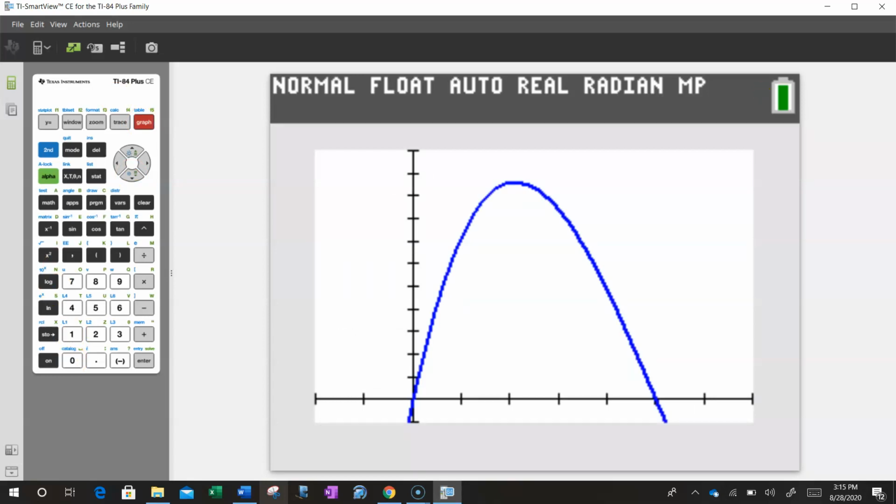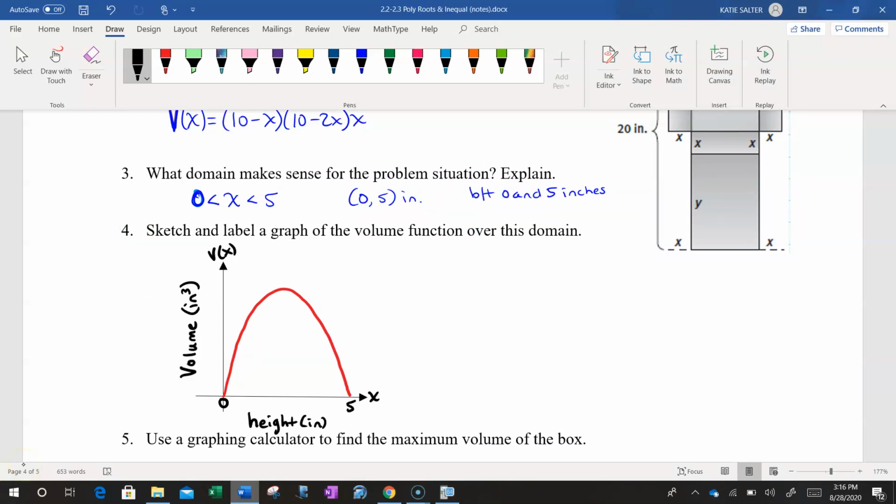We see that pretty curve. And we're going to put that on our paper. Make sure you label your x. So this actually is just a piece of that cubic function. So I'm only graphing the part that makes sense for the domain from 0 to 5. Notice I've labeled my x-axis as my height and my y-axis as my volume.